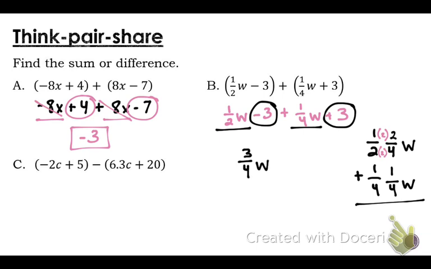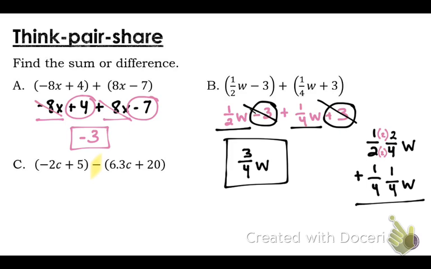Now let's look at our constants. Negative 3 plus 3. 0. So I can just cancel that out. I do not want to see you write plus 0 because when you simplify it, you have to get rid of plus 0. So my correct answer is 3/4 W. The next one is a little bit tricky because we have this minus sign right there. And we're dealing with decimals.